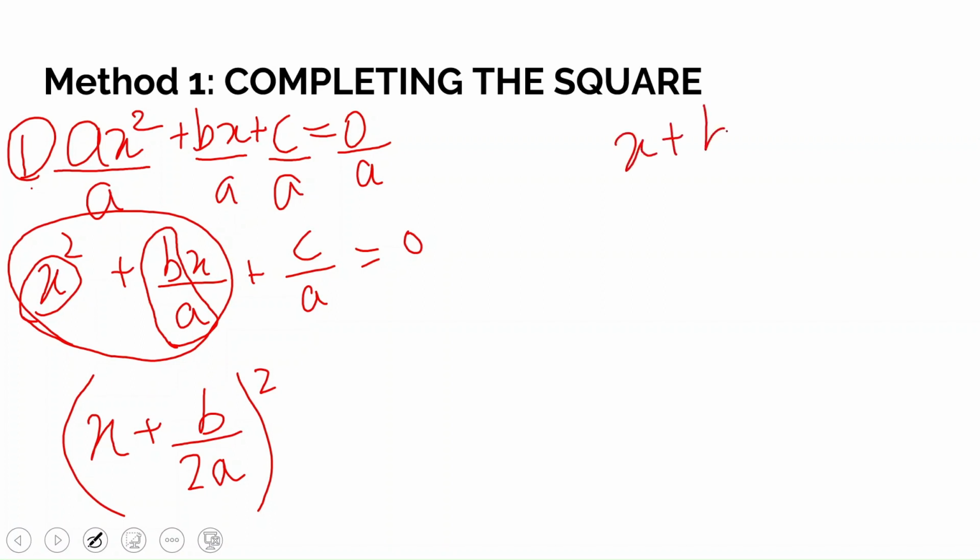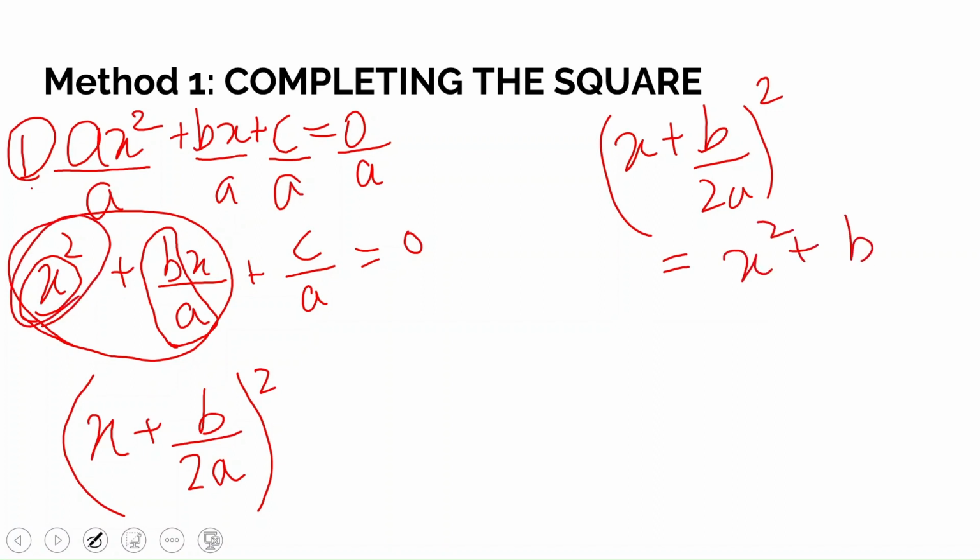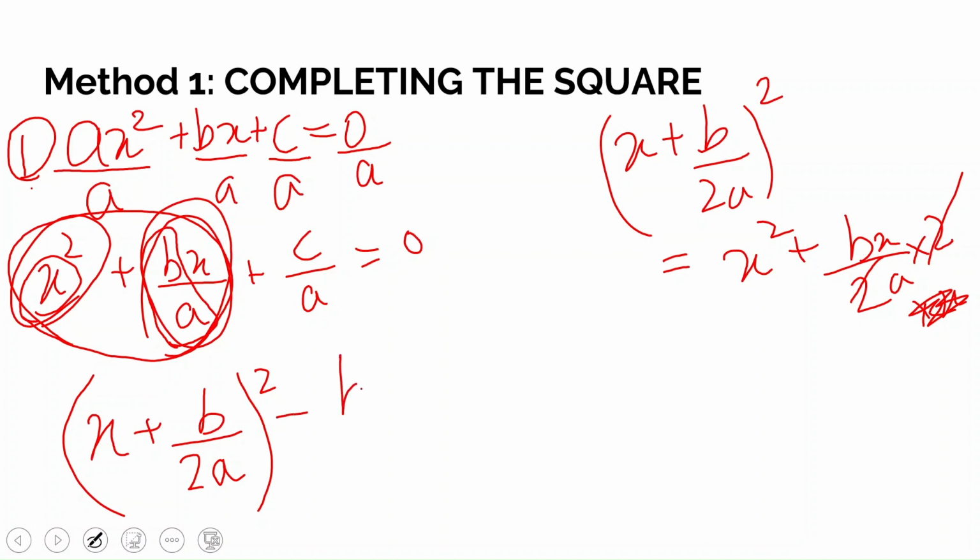So x plus b by 2a whole squared is going to be x squared over here, plus b by 2a into 2 into x. That's the middle term, right? So this 2 cancels out to give us bx by a, which is what we had over here. However, we have another term which is b squared by 4a squared, which is something that we don't want, so we're going to subtract it from this side over here. So minus b squared by 4a squared plus c by a is equal to 0.